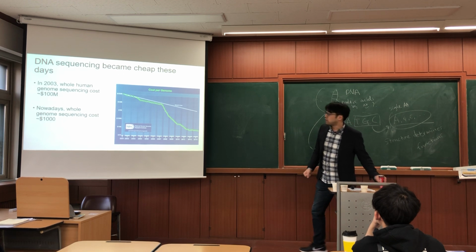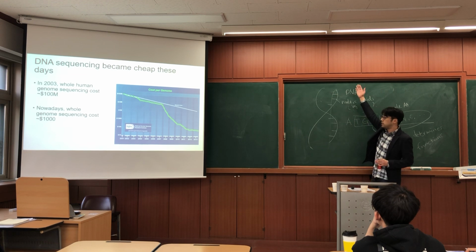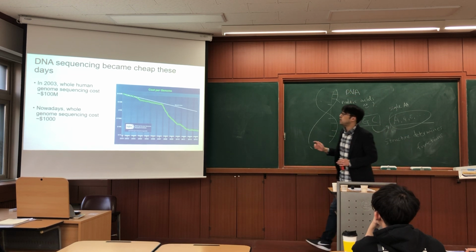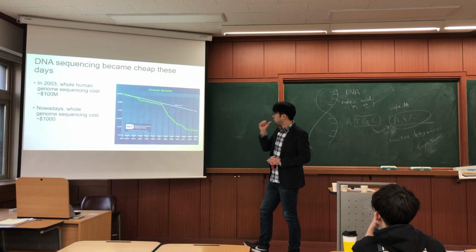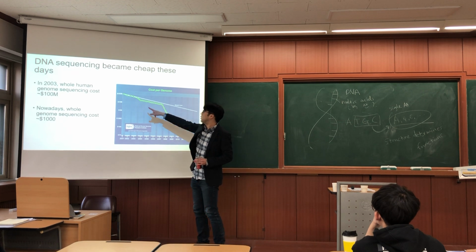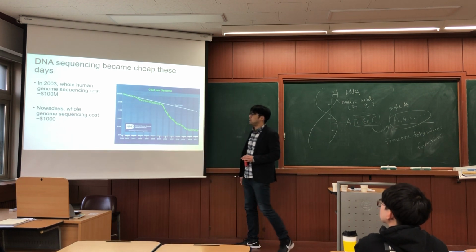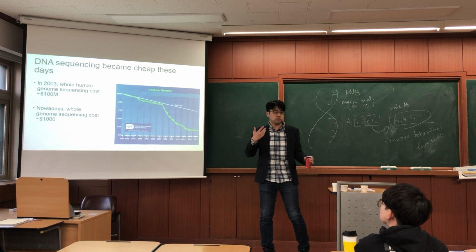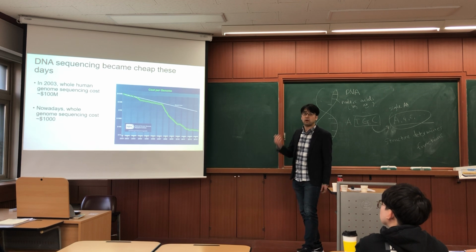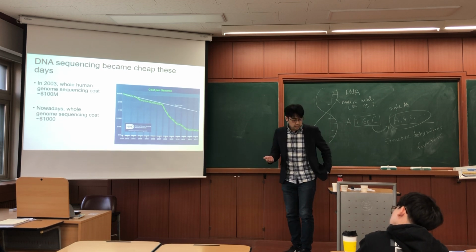And these days, DNA sequencing, which means reading the order of nucleic acids, has become very cheap. In 2003, the whole human genome sequencing cost about $100 million. But nowadays, you can get your own personal genome analysis at a cost of about $150.